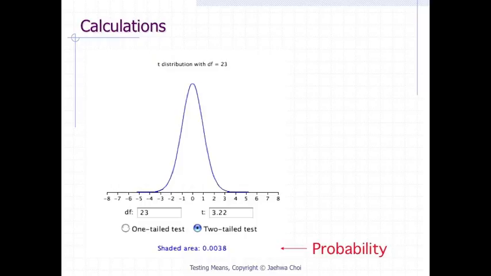As shown here in our two-tailed test, the probability of getting a t-value of less than negative 3.22 or greater than 3.22 is only 0.0038. This means that if the null hypothesis that the drug has no effect were true, then the probability of finding a difference between means in the placebo and drug conditions as large or larger in either direction as the difference found in the experiment is 0.0038, which is very low.